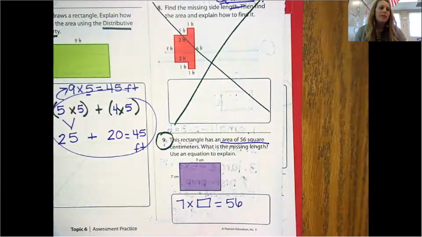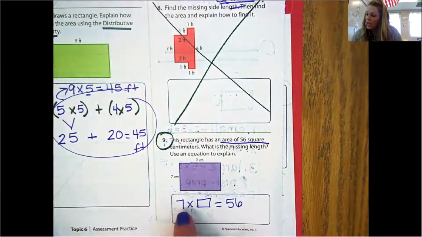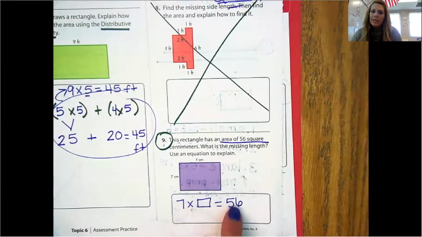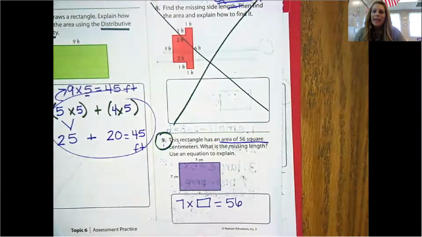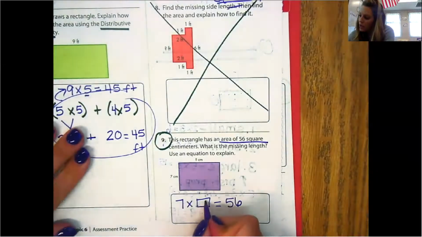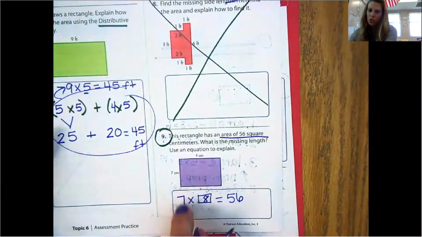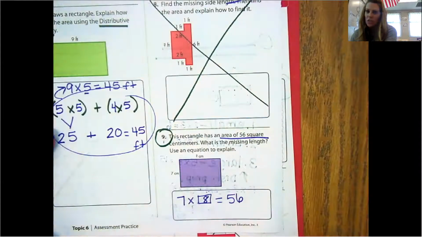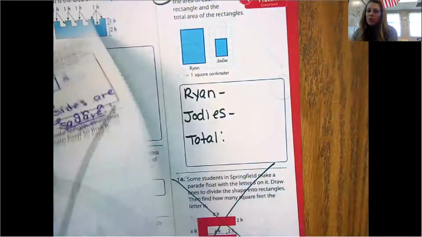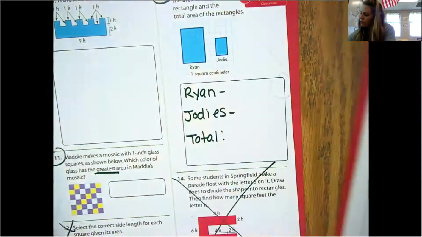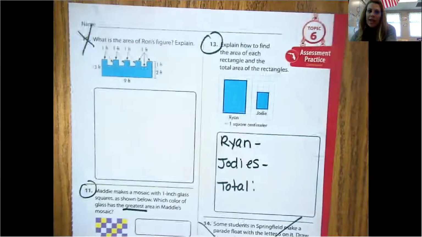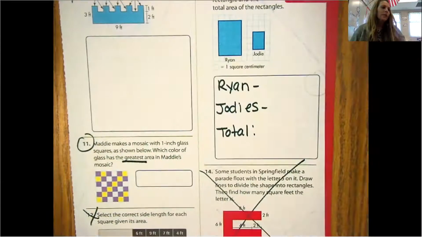So this is when it is very important for you to remember and be practicing your multiplication, because you need to think 7 times what equals 56? And you should have gotten 8. Okay, so 7 times 8 equals 56. You did your equation, that's enough explanation for me. So you are done with the first page. Now, you did not have to do number 10. You did need to do number 11.